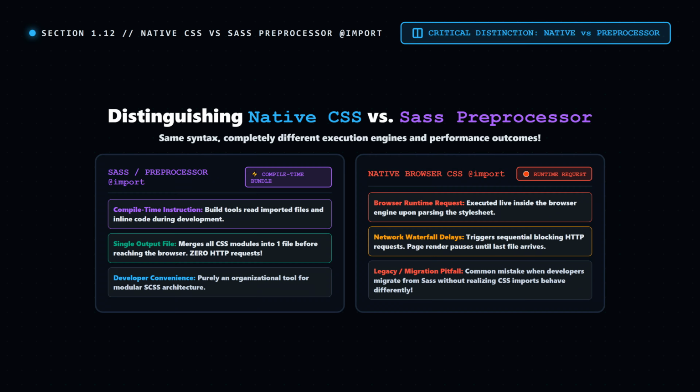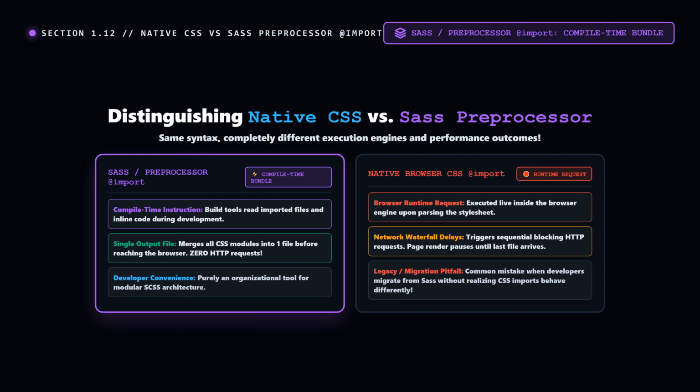It's critical to distinguish between native CSS @import and the @import used in preprocessors like Sass or Less. In a preprocessor, @import is a compile time instruction. The tool reads the imported file and merges all the CSS together into a single output file before it ever reaches the browser. That's perfectly fine, it's a developer convenience.